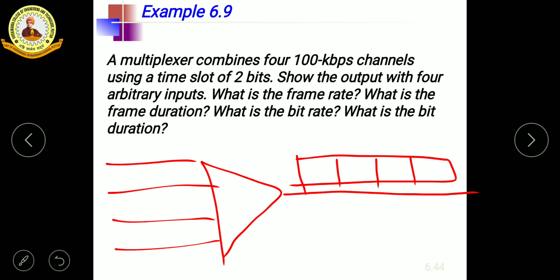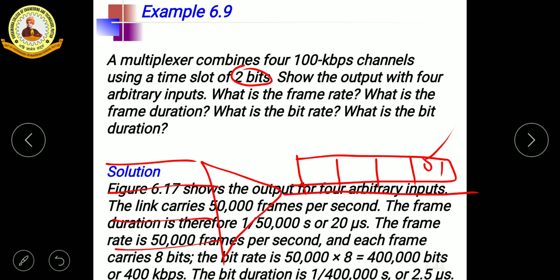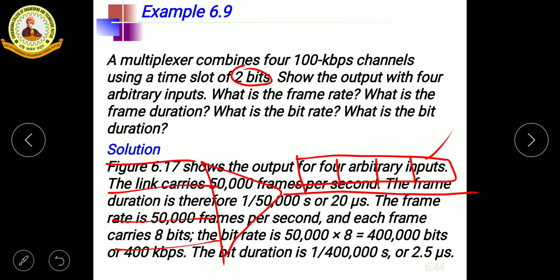Right? Then what is the other part given in the question? Using a time slot of 2 bits means in one time slot A is sending 2 bits, 0 or 1, like that. Show the output with 4 arbitrary inputs. What is the frame rate, what is the frame duration, what is the bit rate, and what is the bit duration, is the question given. So we'll solve one by one.